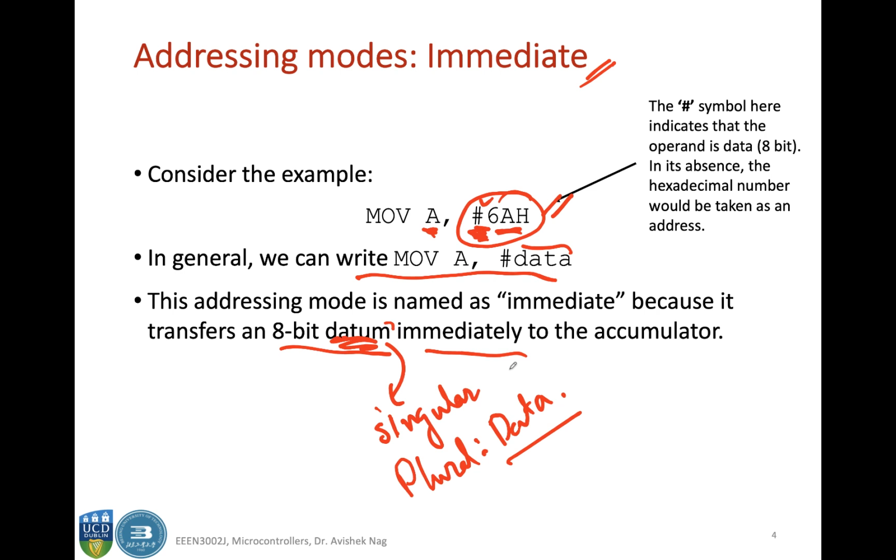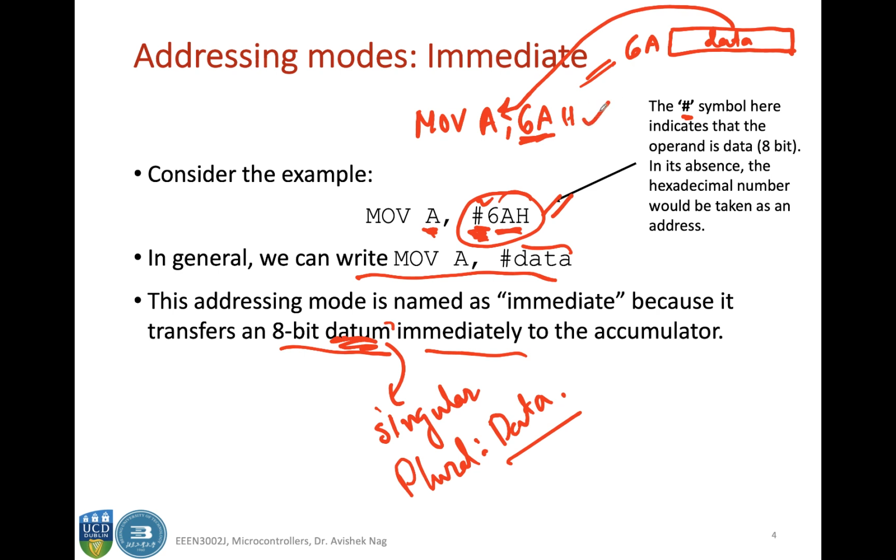The hash symbol, as you all know by now, indicates that the operand is data. In its absence, whatever hexadecimal number you have would be taken as an address. If you don't put the hash, and you just happen to write this, this 6A denotes in this case an address, without the hash symbol. So whatever data is residing in the memory at address location 6A will be loaded to the accumulator if you write this instruction. So the hash symbol is important to notify that this is an immediate addressing mode.